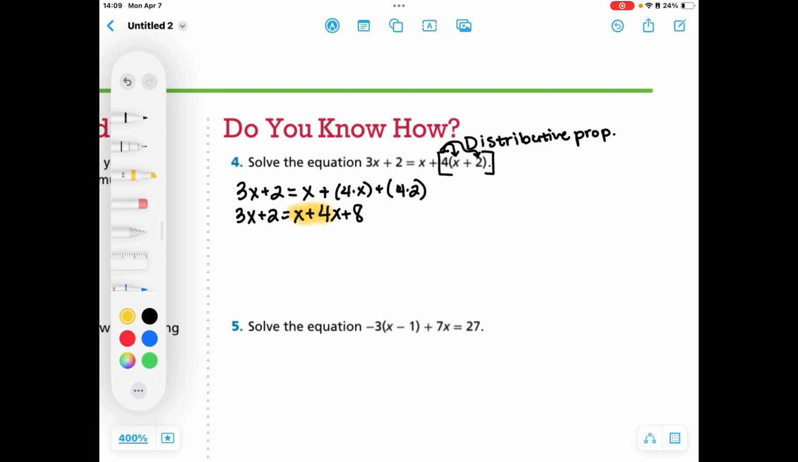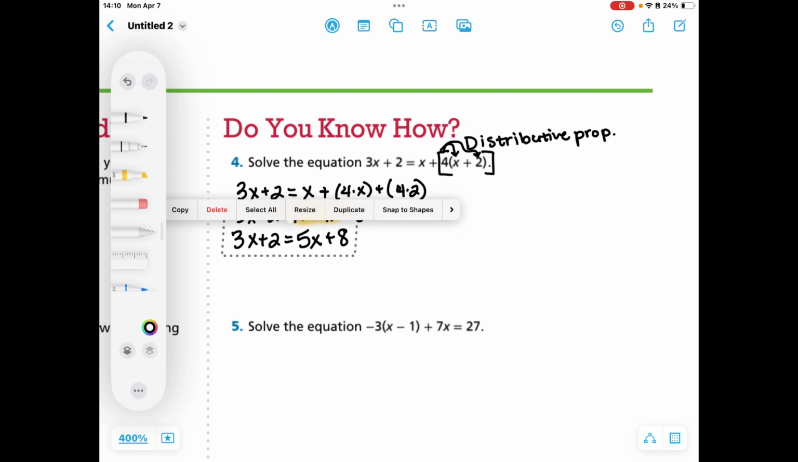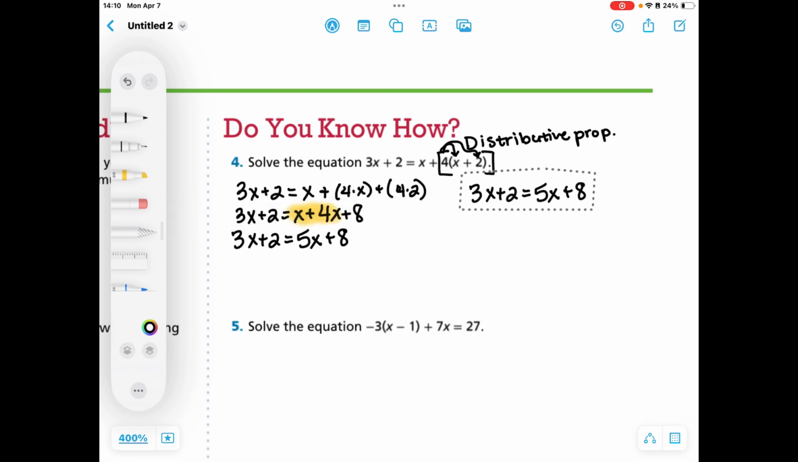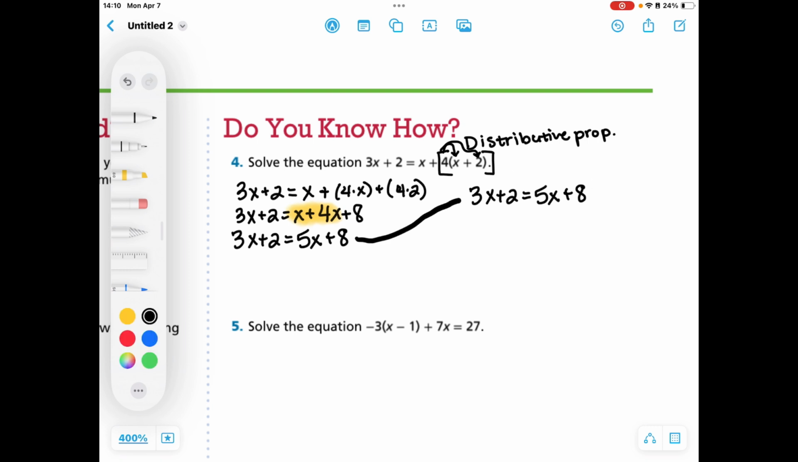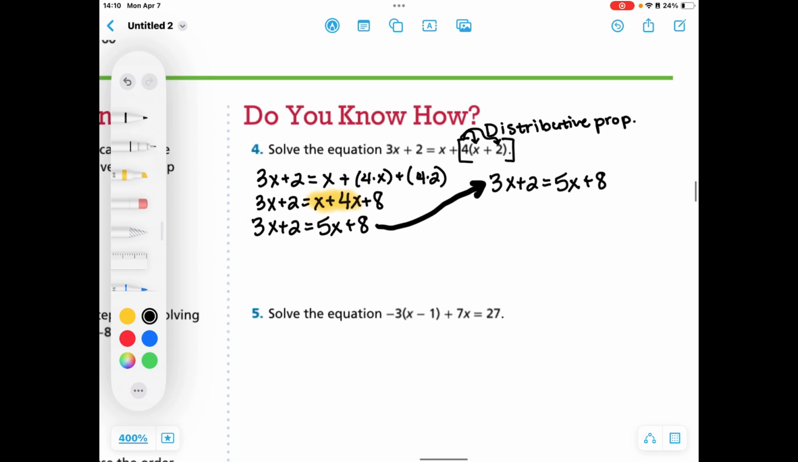Simplifying one more time, I can combine like terms. This will give me 3x plus 2 equals 5x plus 8. So now that you have this, we will be able to go ahead and solve for the variable. So all I'm going to do, I'm going to create a second one of these and pull it off to the side. That way I can solve after I simplified. So this over here is just simplifying. Where now we will be solving.